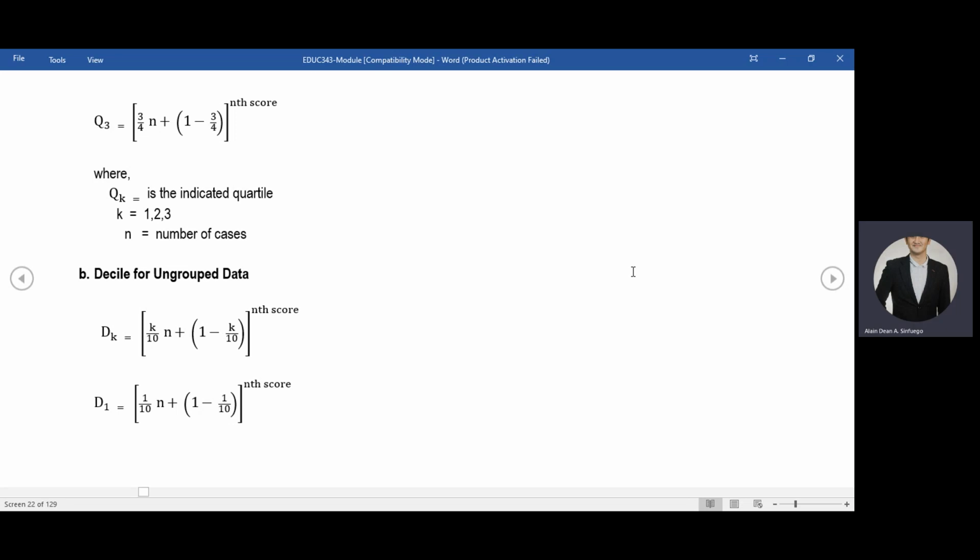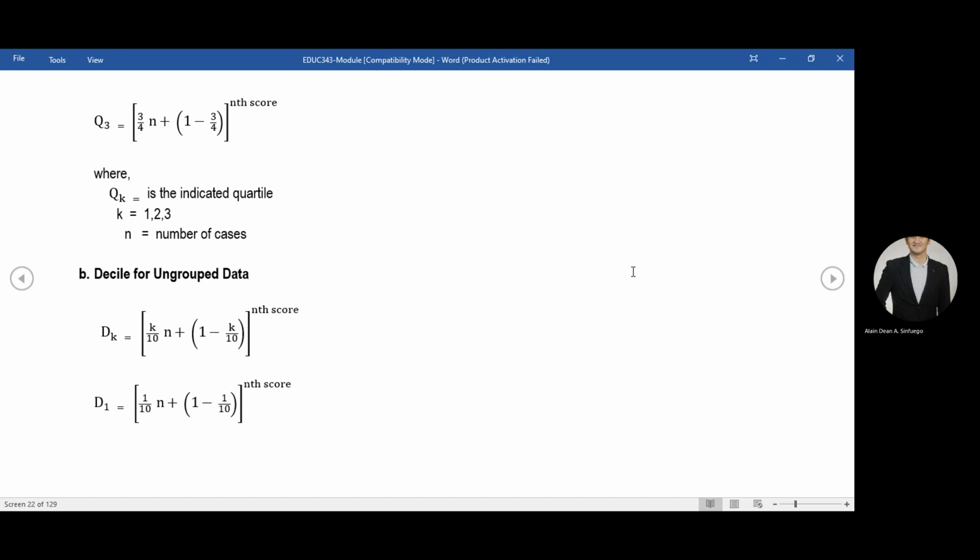And the third quartile is 3 over 4 times n plus 1, nth score, where k is the indicated quartile. K could be the values 1, 2, and 3. N is the number of cases.